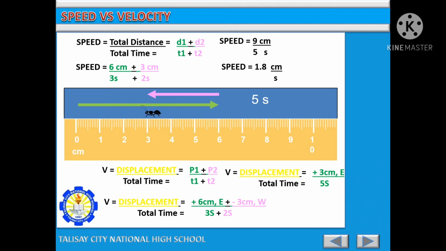Therefore, the displacement of the ant is positive 3 centimeters. How did we get positive 3? All we need to do is mathematically add the two numerical values, in which in this case, positive 6 centimeters plus negative 3 centimeters is equal to positive 3 centimeters. When it comes to the direction, why is it that the direction in our answer is east? It is because the ant is heading towards the east 6 centimeters and 3 centimeters to the west. If you notice, the value of the direction east is greater than the value of the direction west. In this case, 6 is greater than 3. Therefore, the direction that you're going to take in your answer is the east. Therefore, it is positive 3 centimeters to the east divided by 5 seconds. Therefore, the velocity of the ant is positive 0.6 centimeters per second to the east.